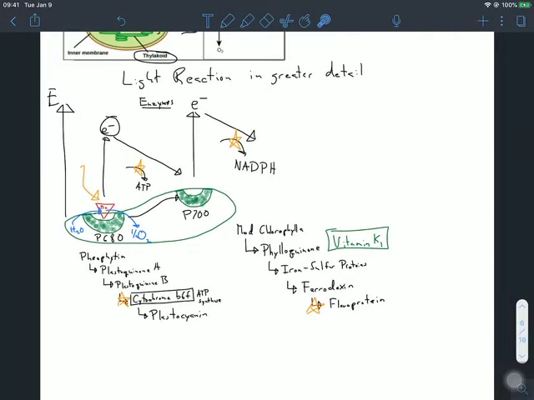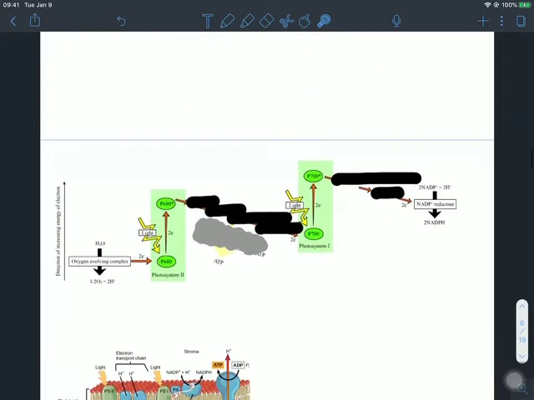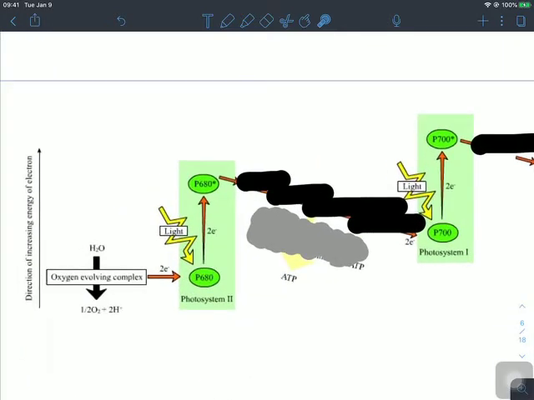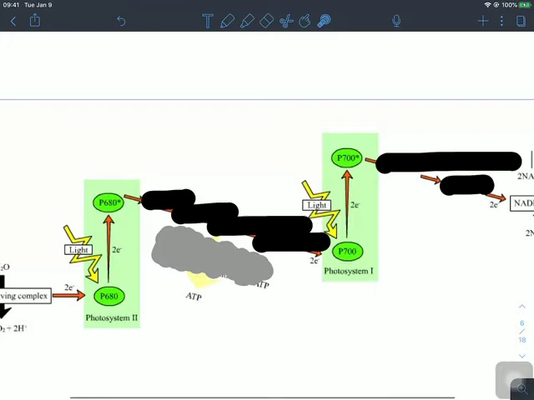Whew, okay. Now, looking at it again, this image, this time from Wikipedia, we see a lot of the same principles. Again, looking at the direction of increasing electron energy, photosystem P680 jumped up in energy with those 2 electrons that it gets from the water, with half an oxygen and 2 hydrogen ions being produced. We then have our series of enzymes. Some are missing on this illustration from Wikipedia.